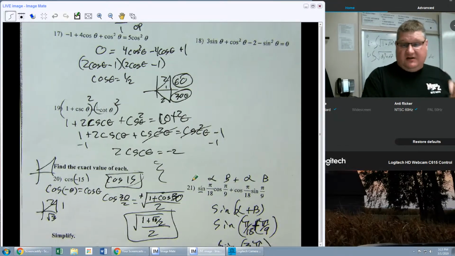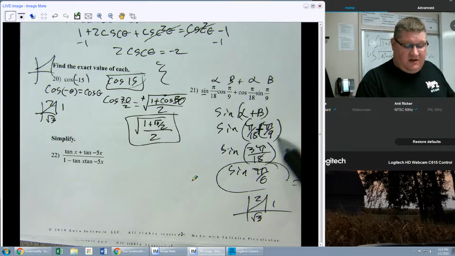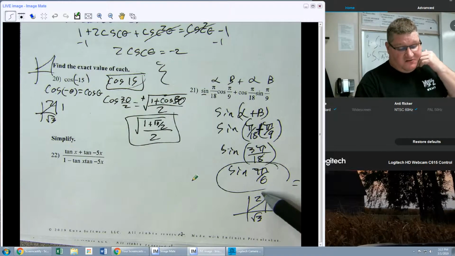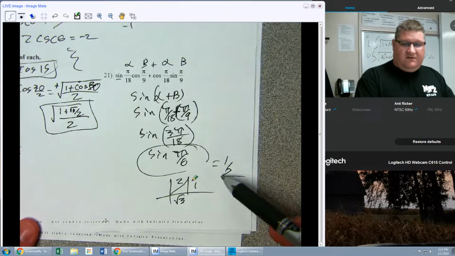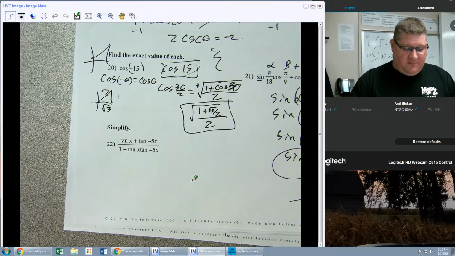Now, same thing down here. So, real quick, alpha, beta, put them in, add them up, common denominators, sine pi over 6. That's 30 degrees. Draw the picture. There it is. Over here, it's another sum and difference property.